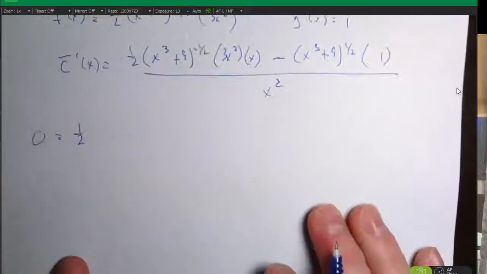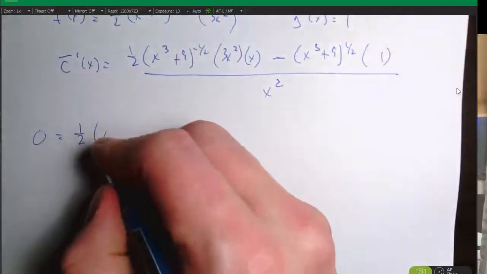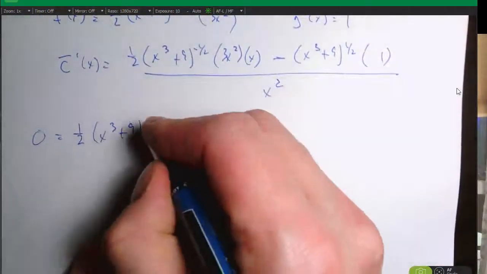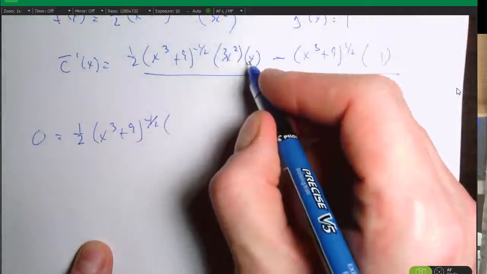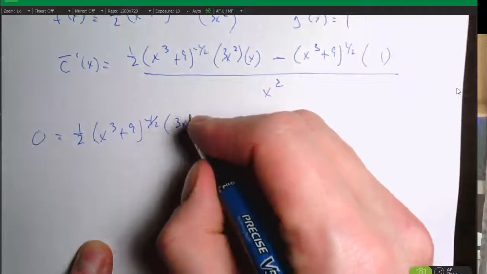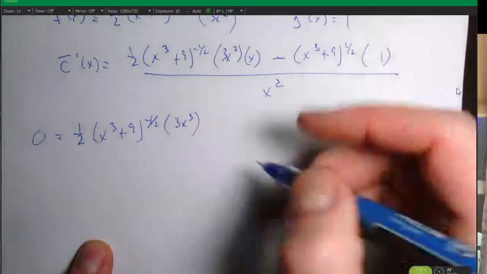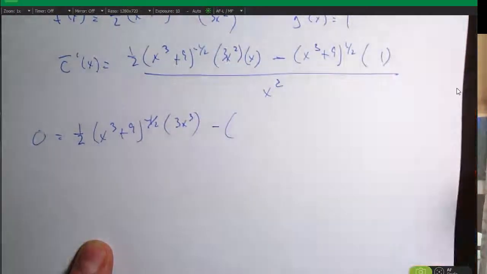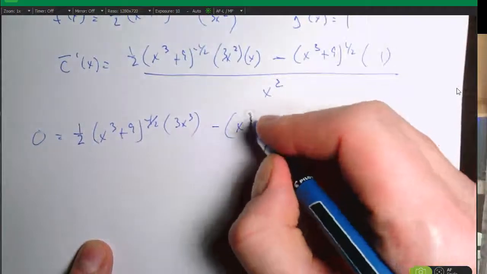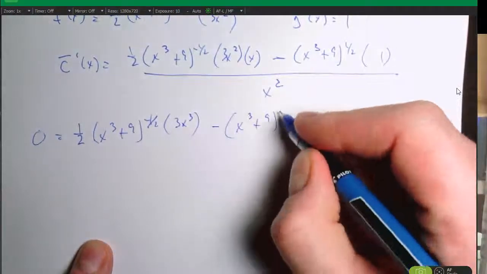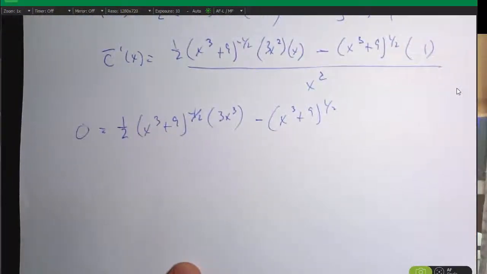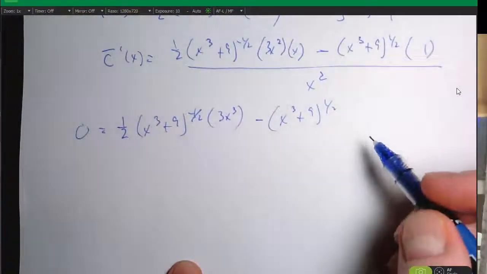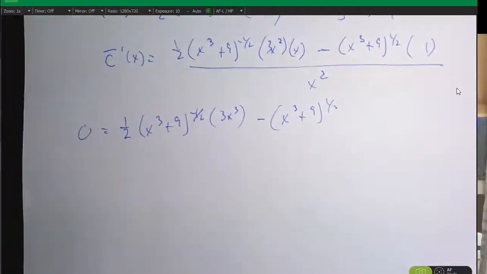0 equals 1/2 times the quantity x cubed plus 9 to the negative 1/2. I'm going to multiply those two together. 3x squared times x is going to be 3x cubed. And then the 1, ignore it. X cubed plus 9 to the 1/2 power. So this is the equation we're going to solve. Now, again, you could throw this in the calculator, look for it to cross the x-axis, and that's where it's going to be 0.